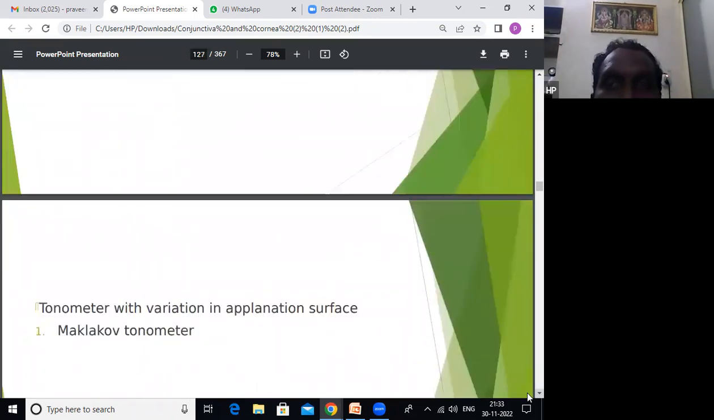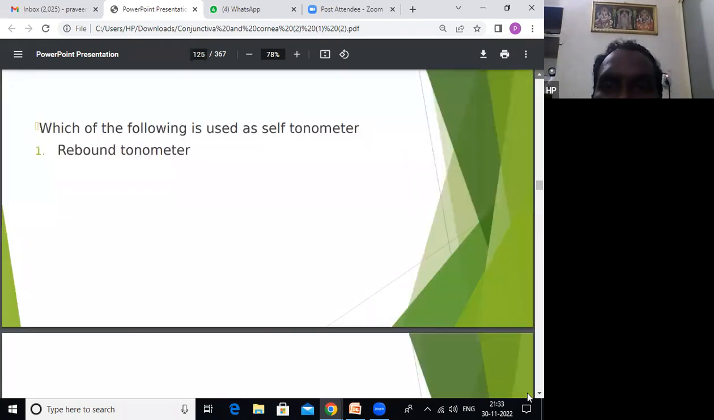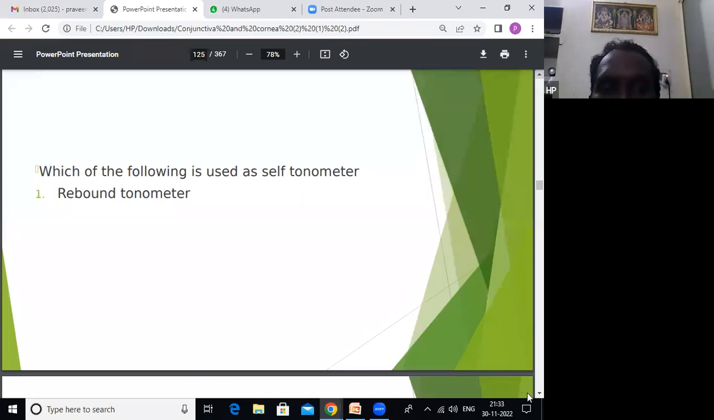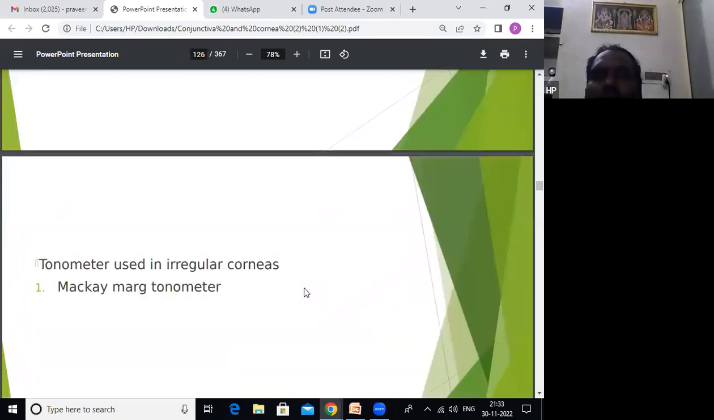Again, the question is which tonometer is used in irregular corneas. When the corneal surface is irregular, it is the Mackay-Marg tonometer. Goldmann's applanation tonometer cannot be used in irregular corneas. The tonometer used in irregular corneas is the Mackay-Marg tonometer. The gold standard tonometer is the Goldmann applanation tonometer. Gold for gold. Gold standard tonometer is Goldmann applanation tonometer.